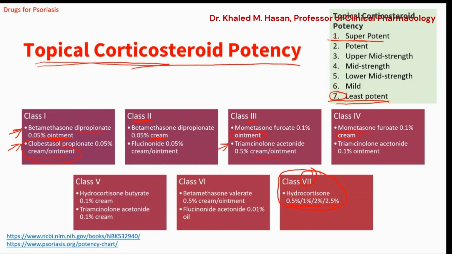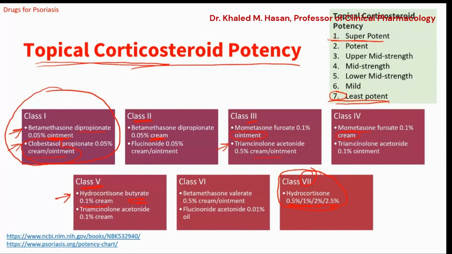Hydrocortisone 0.1%. Do you have hydrocortisone somewhere? Yes. If you look at class 5, we have hydrocortisone, but we also have a different chemical structure, hydrocortisone butyrate 0.1 cream. I'm not going to confuse you here. We need you to remember this one. This one should be remembered.